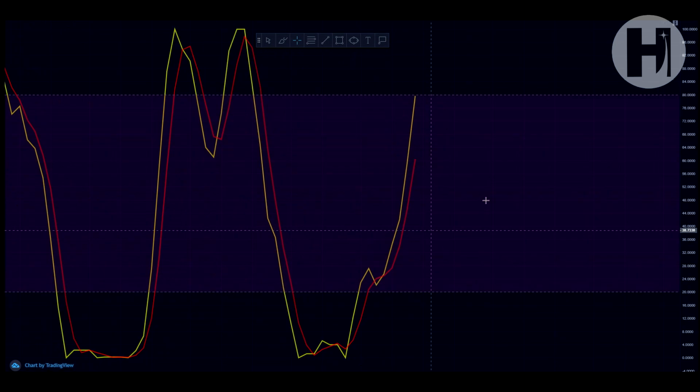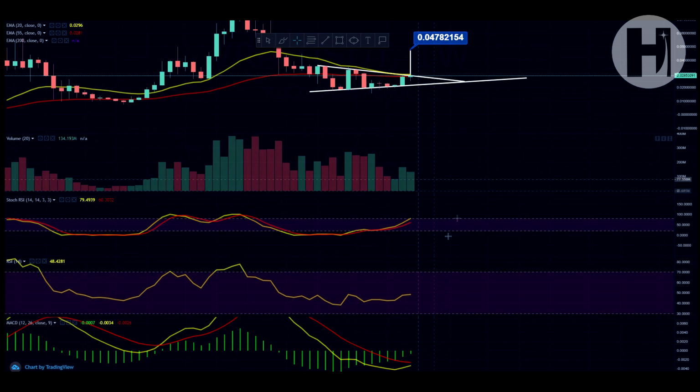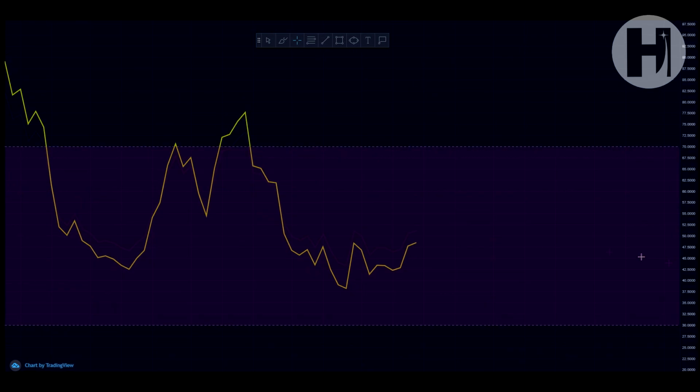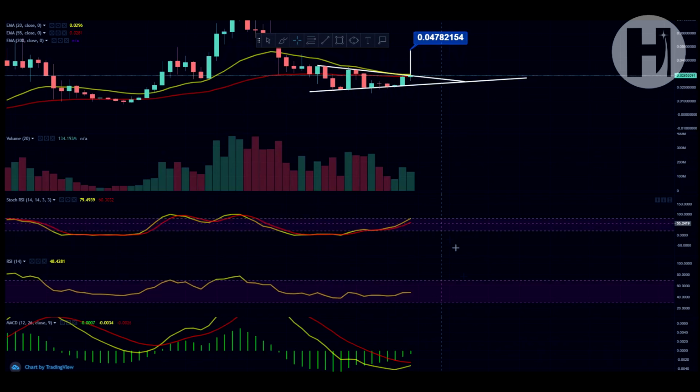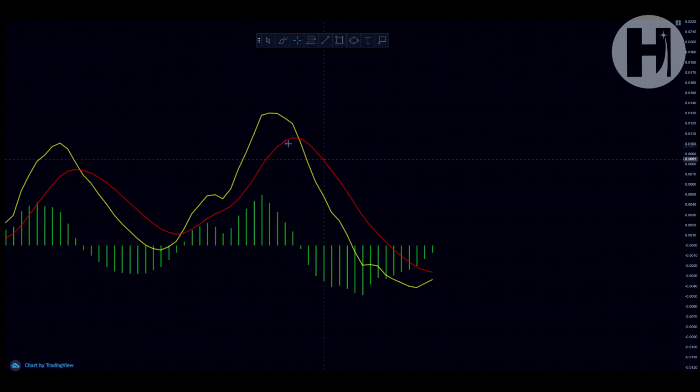If we take a look at the Stochastic RSI, we still haven't gotten into the overbought zone, so there's more room to grow. The RSI is basically doing nothing. It's stable in the middle, and the MACD is curling up for the bullish cross.